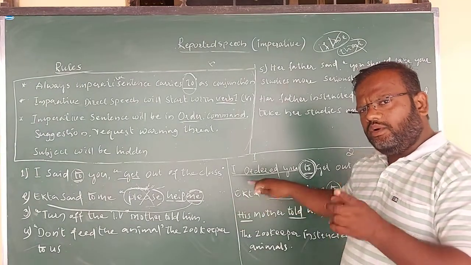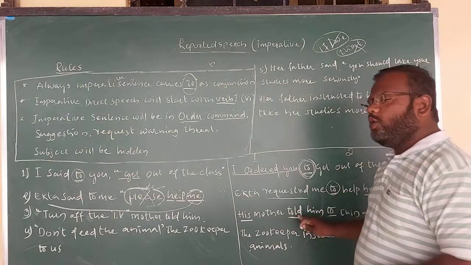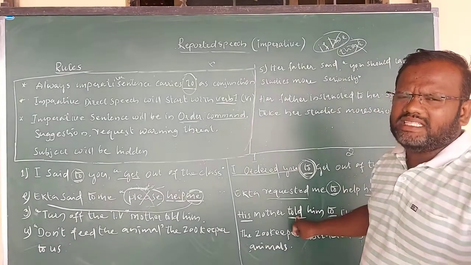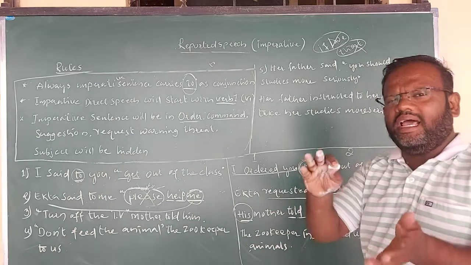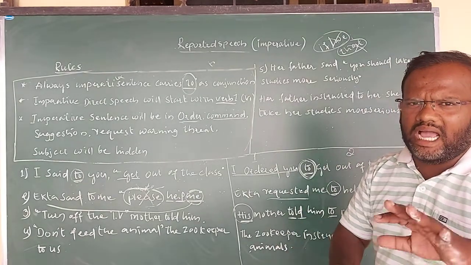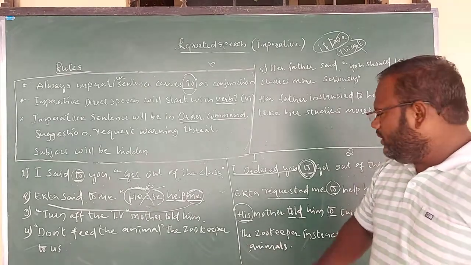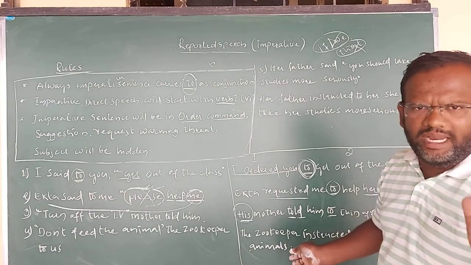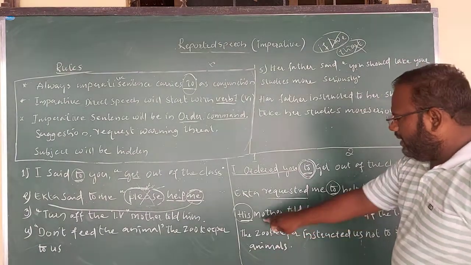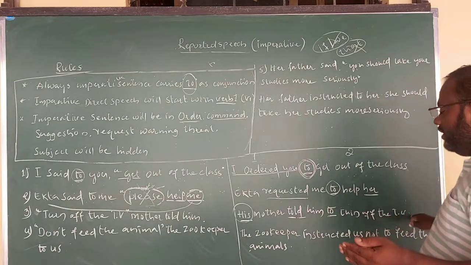"Turn off the TV," mother told him. We will change it into indirect speech in such a manner: his mother told. We can add "his" here. Or else, if you don't like to add "his", I have used "his" just for emphasizing the sentence. Even if you don't want to use "his", you may use directly "mother told". Mother or his mother told him to turn off the TV.